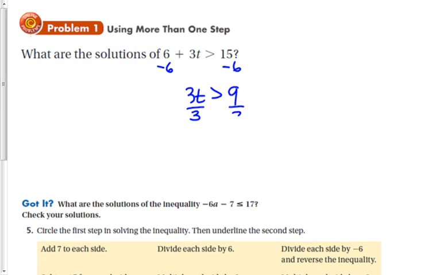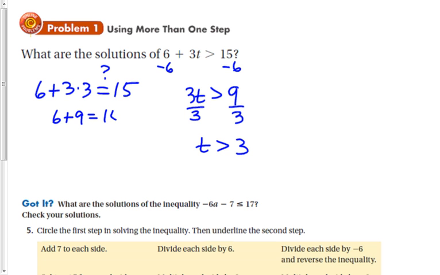Divide both sides by 3 and we get t is greater than 3. Again, we did not have to reverse the sign because we divided by a positive number. So the solutions are any number greater than 3. Now just to check that quick, check our endpoint, which is 3, make sure it's equal at 3. So 3 times 3, that should equal 15. And that's 6 plus 9, and that does equal 15, so we're good there.